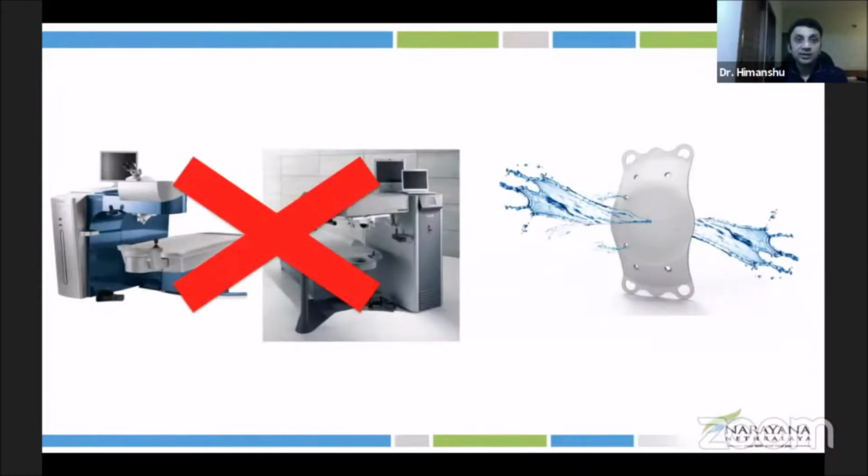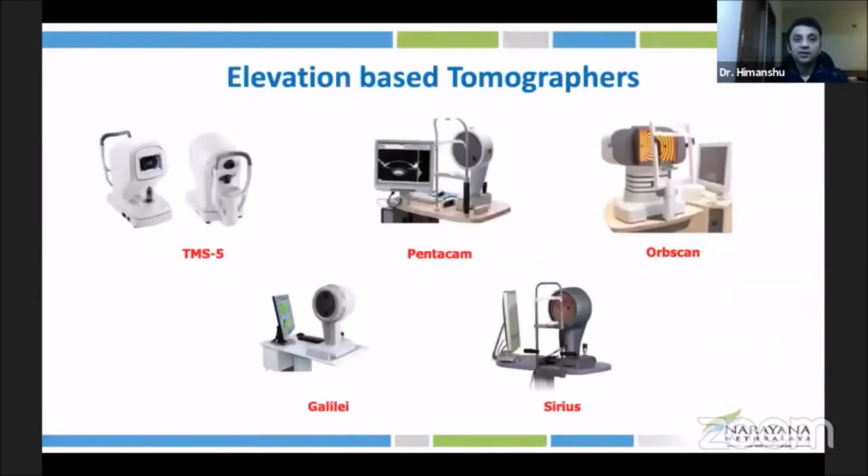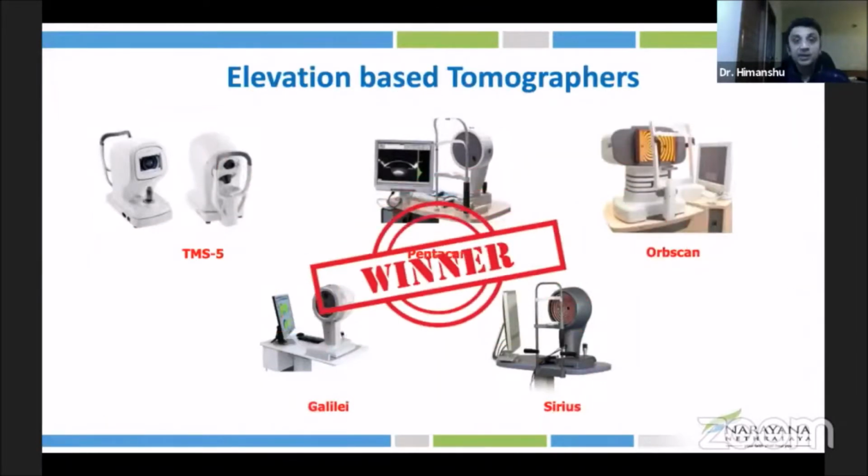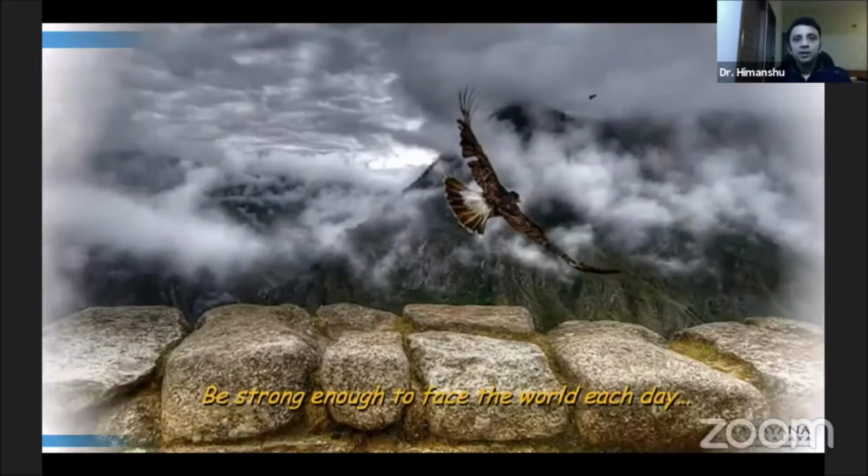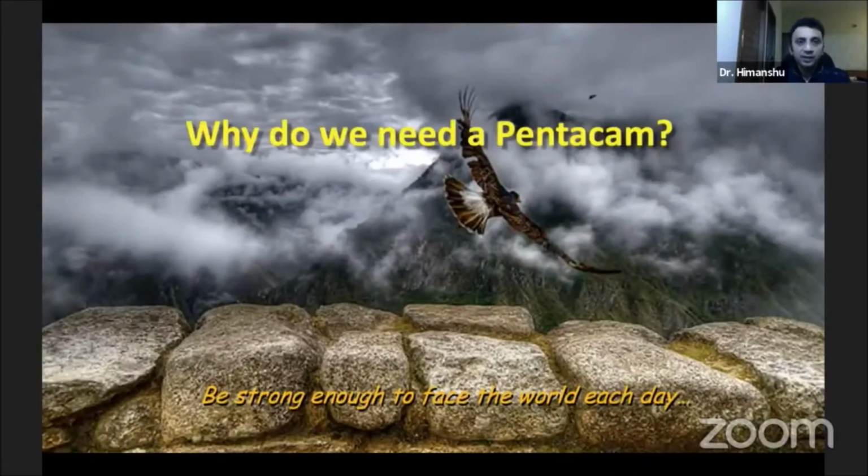And hence, in such cases where there can be changes on the posterior surface, or the thinnest point may not be in the center, your elevation-based tomographer or Pentacam kind of devices can actually pick up these things, and they can be better than your Placido-based topographer. The question arises now, yes, we agree that an elevation-based topographer can be better than a Placido-based topographer. Now, there are many of them, so why do we talk about Pentacam alone?